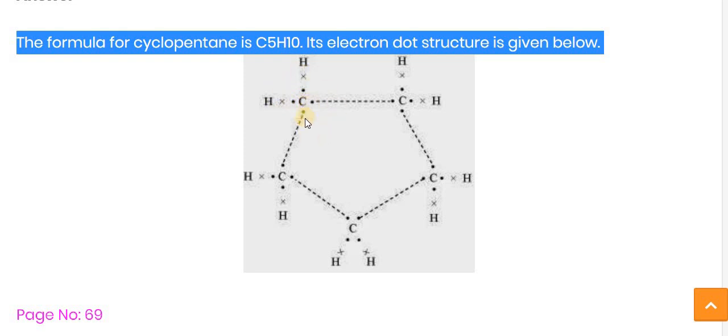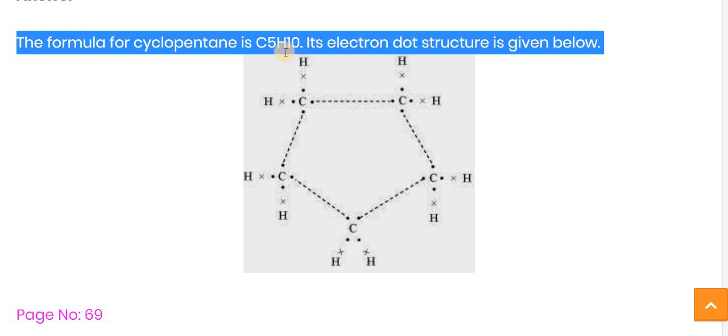Here you can see the carbon requires 4 more: 1, 2, 3 and 4. Whereas hydrogen requires 1 more electron for the completion of its orbit. In the first orbit hydrogen possesses 2 electrons in total, one that hydrogen has and another which is shared by the carbon. So this is how hydrogen satisfies its outermost orbit, and this kind of structure is formed. Here CH2, CH2, CH2, CH2, CH2.